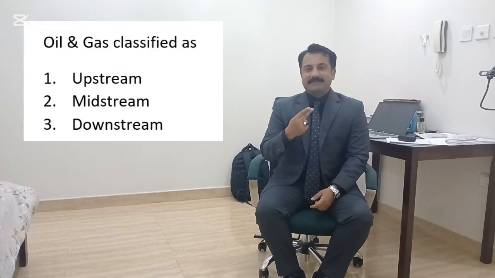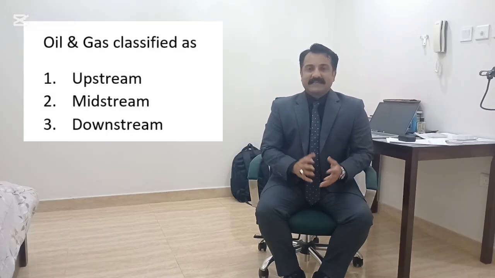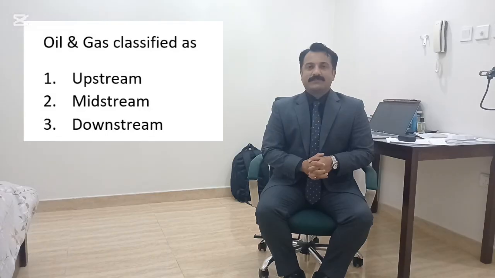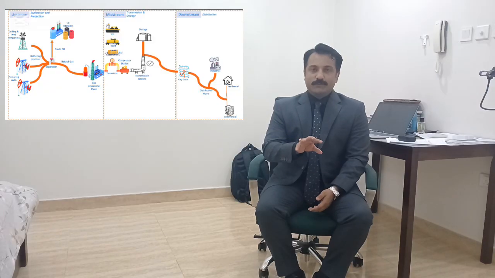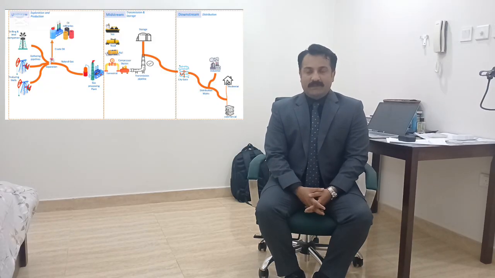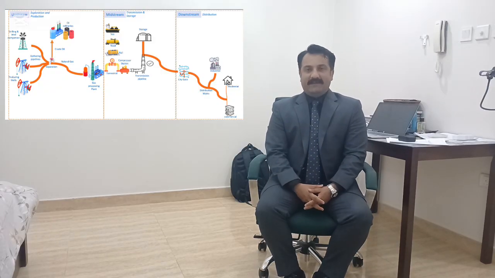The oil and gas industry is divided into three sectors: upstream, midstream and downstream. This classification is based on the supply chain of the oil and gas industry. These terms were used after World War II, in 1945, when the sector was expanding on a large scale.